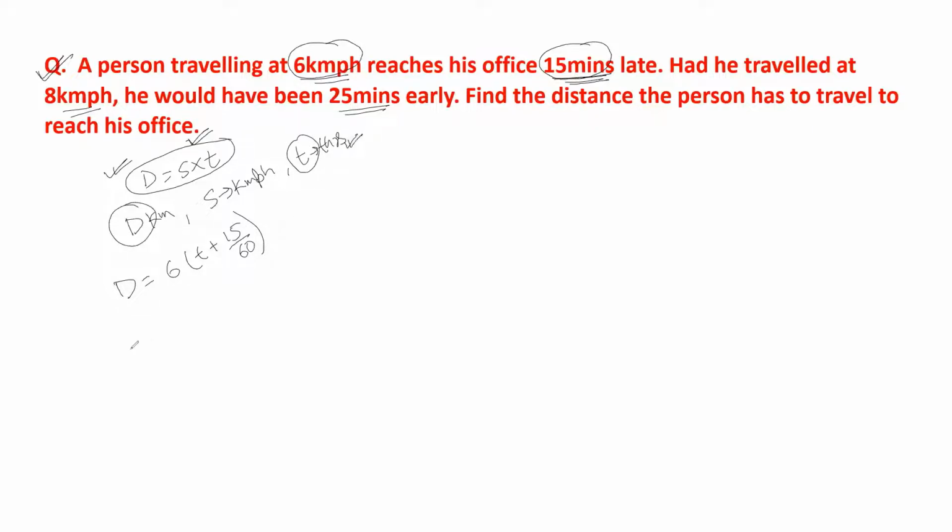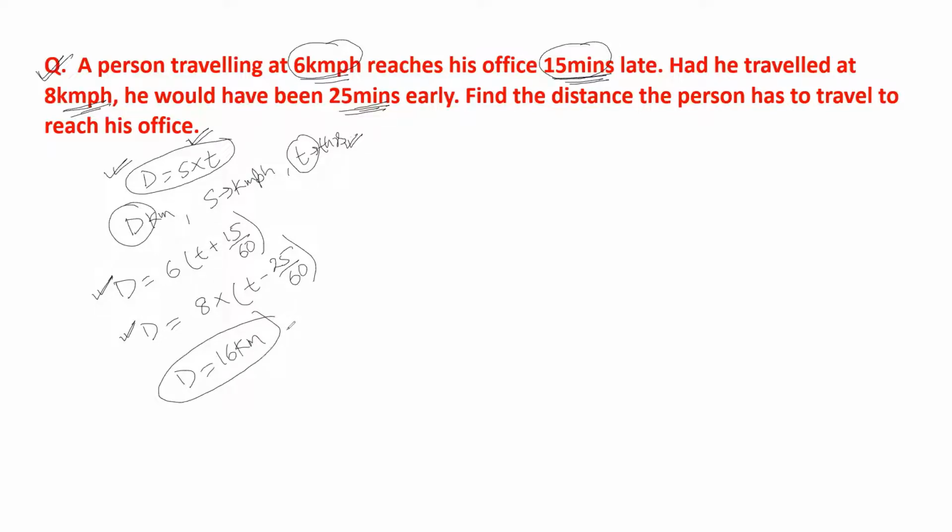Again, for the next part, when he was traveling at 8 kmph, he would have been 25 minutes early. In that case, I can use distance equal to speed into time. So d would be 8 into t minus 25 upon 60, as 25 minutes would be 25 by 60 in terms of hours. Now I have two variables, d and t, and two equations. I can solve this and I'll get the value of d to be 16 kilometers.